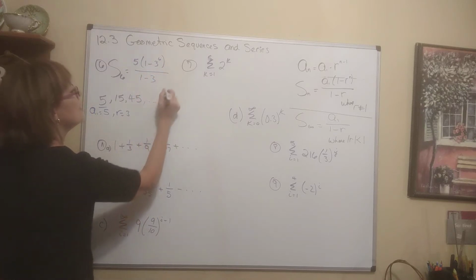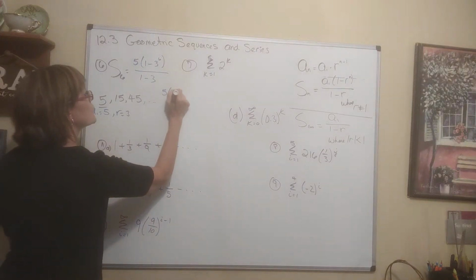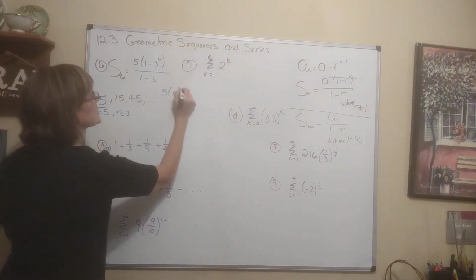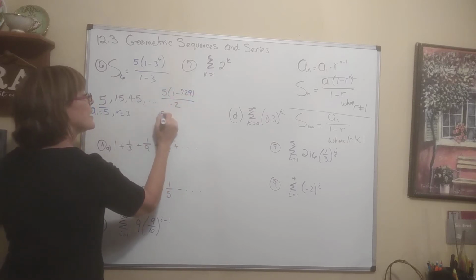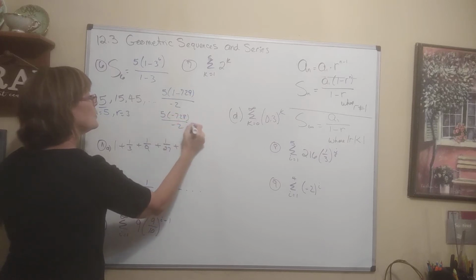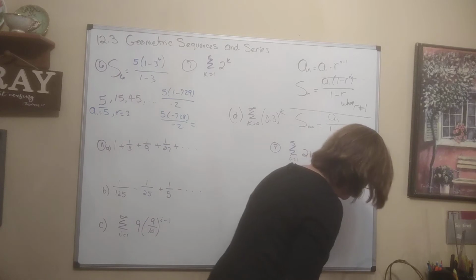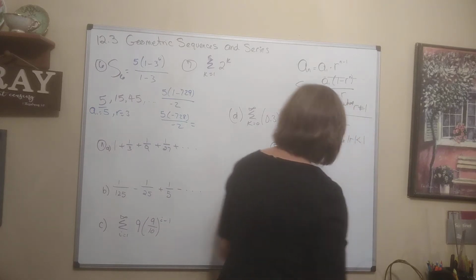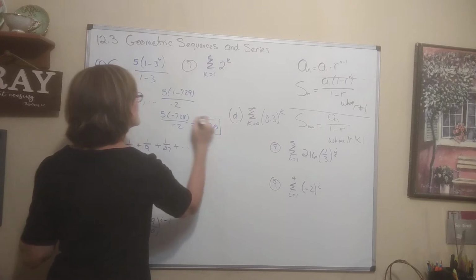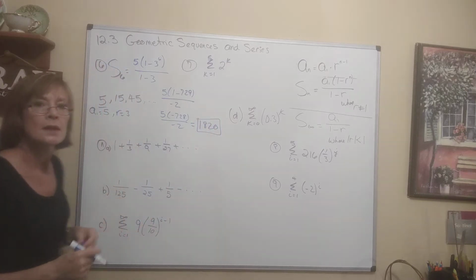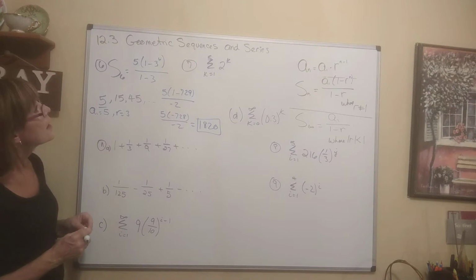So this is 5 times 1 minus 3 to the 6th, which is 729, divided by 1 minus 3, which is negative 2. This is 5 times negative 728 divided by negative 2. And that turns out to be 1,820. So that is number 6. Okay. Number 7 goes like this.